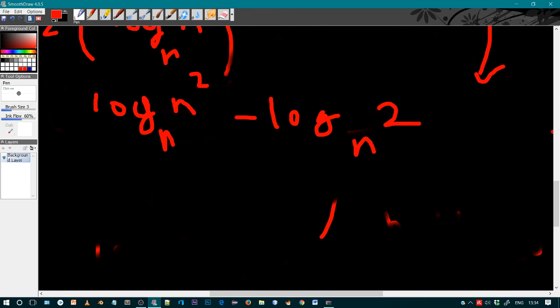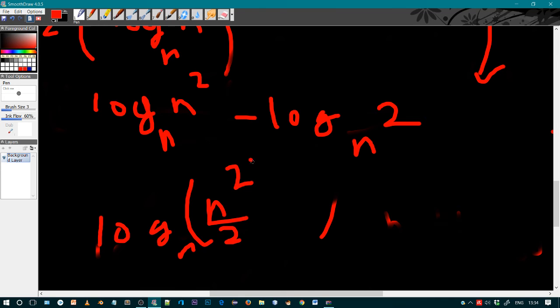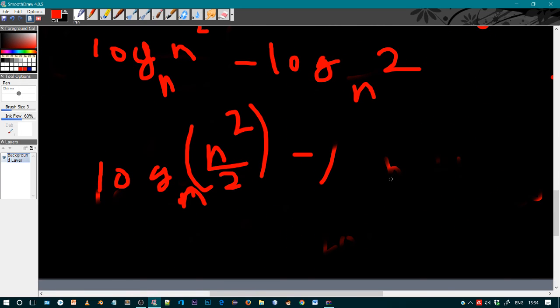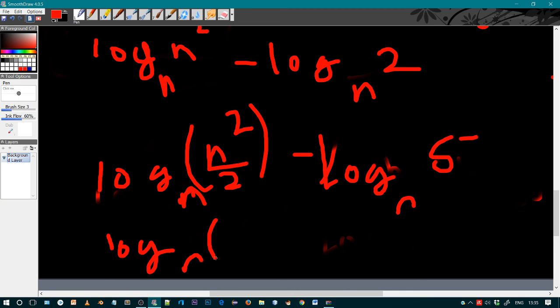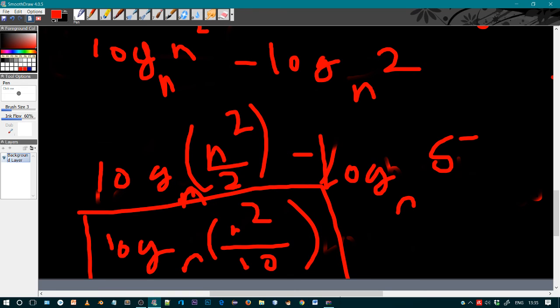So first we're gonna do log n square by 2, minus log n 5. So this would become log n square divided by 2 divided by 5, which will be n square divided by 10. So this is our simplified answer.